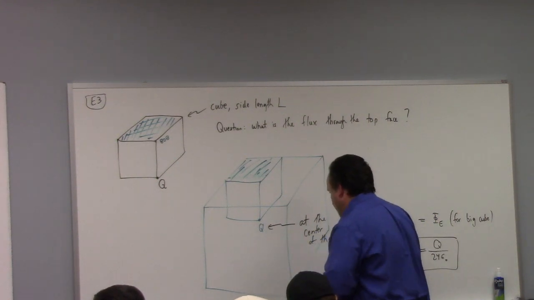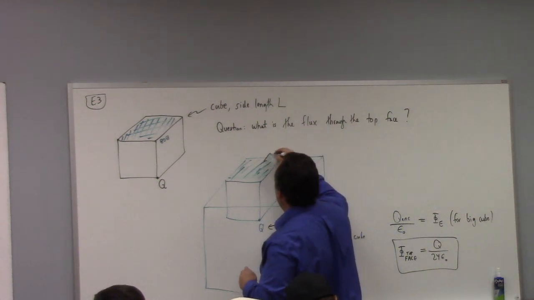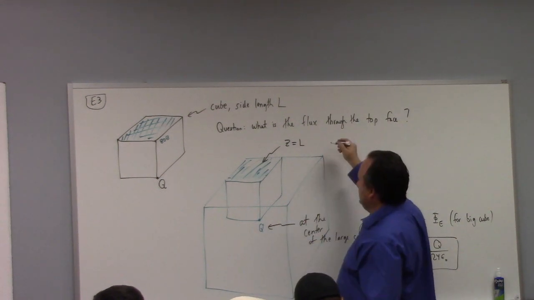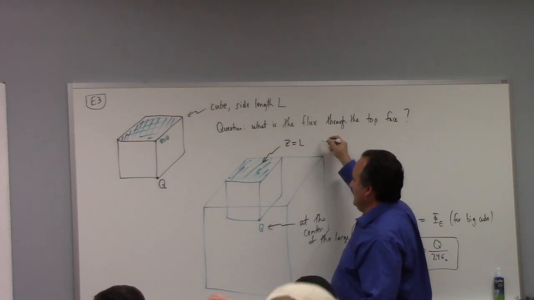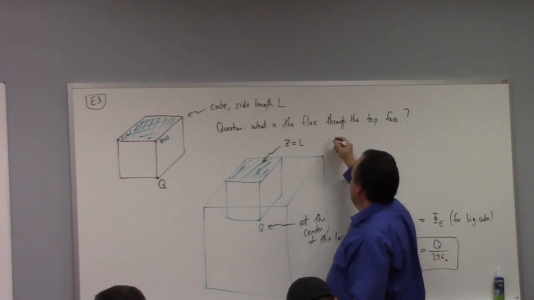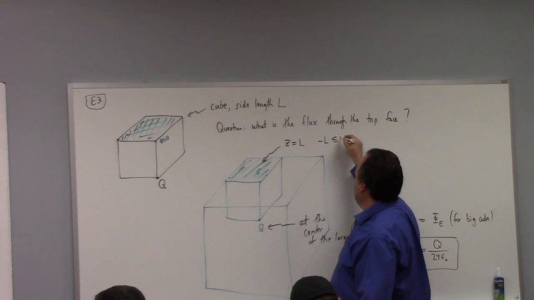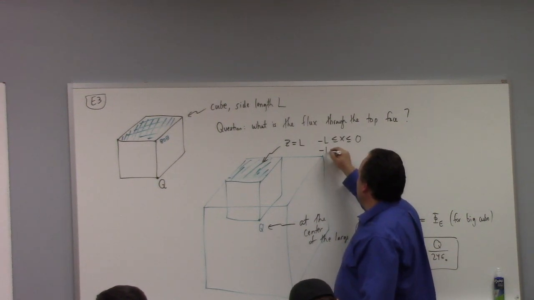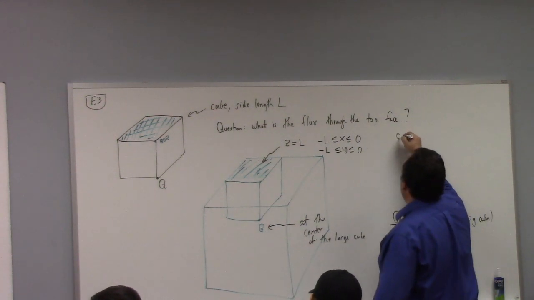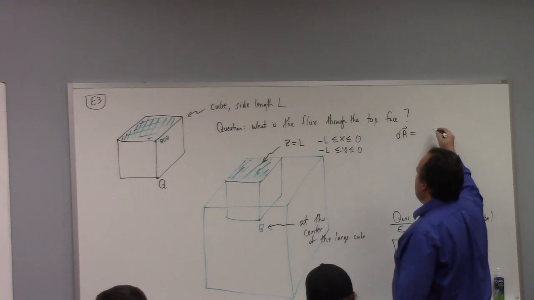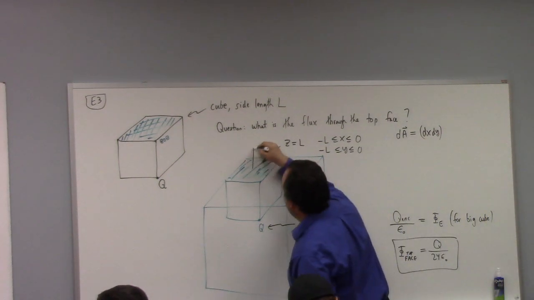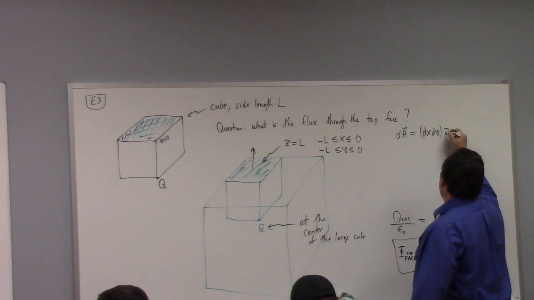Let's see here. If I put Q at the origin, then this right here would be Z equal to L. X is negative and Y is negative, so it's something like minus L less than or equal to X less than or equal to 0, and minus L less than or equal to Y less than or equal to 0. That describes the upper face. The area element there would be dx dy, and the unit normal points up, so that's just a z hat.